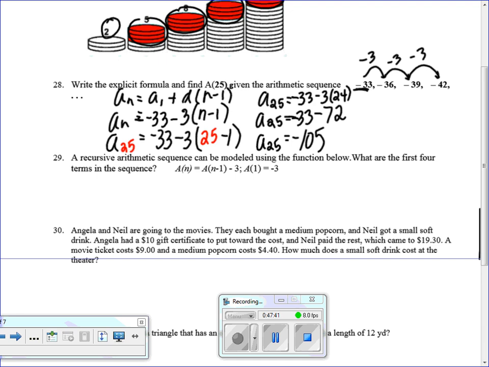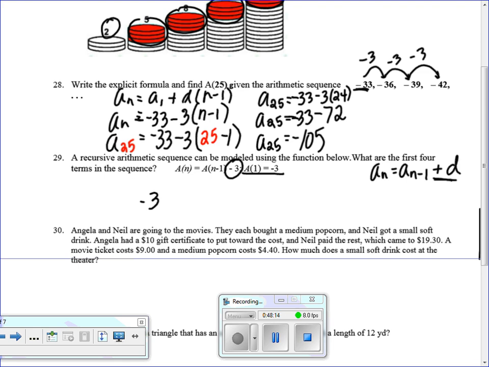Okay. 29 says a recursive arithmetic sequence can be modeled using the function below. What are the first 4 terms in the sequence? Okay, they give you the first term, which is negative 3. That's this a sub 1. They give you your common difference. That common difference is that number that's at the end of your recursive. Okay, so remember our recursive formula is a sub n equals a sub n minus 1 plus our common difference. So the number at the end of that is your common difference.